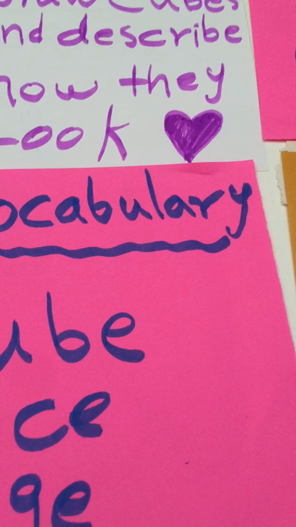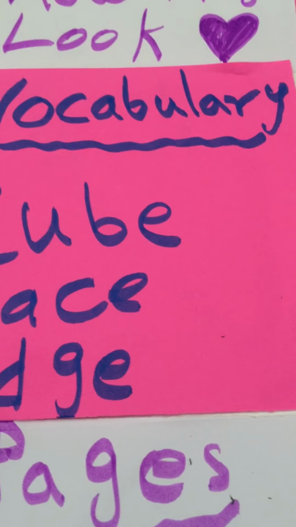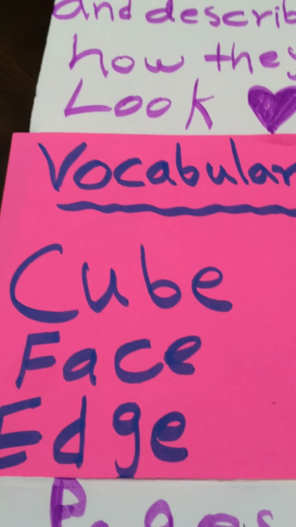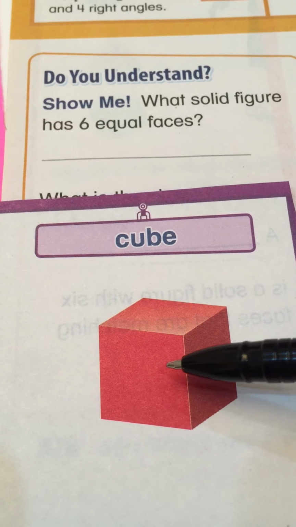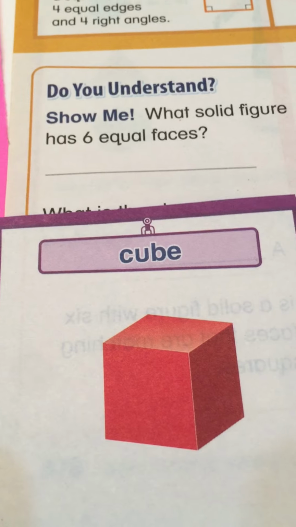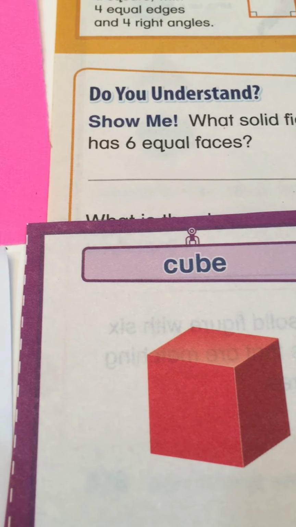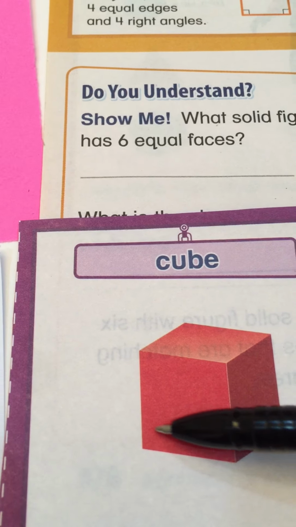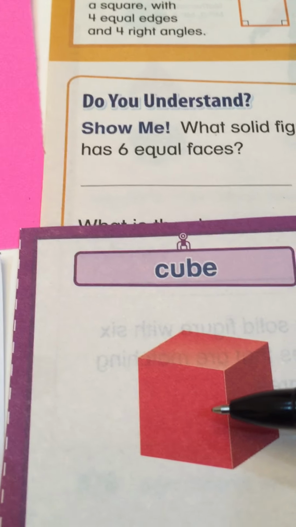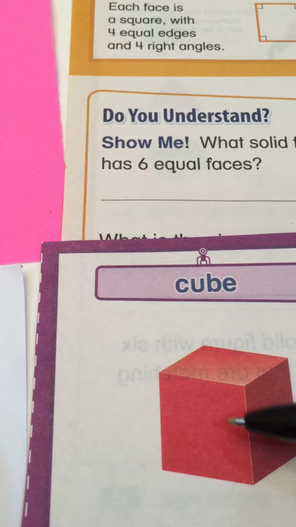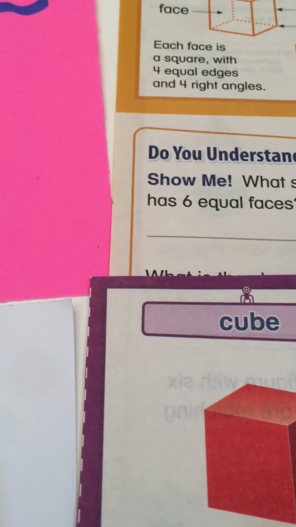Vocabulary for today's lesson is cube, face, and edge. So what do we mean by cube? The cube is a solid shape that has faces. So this is the cube, and it has faces that have the shape of a square. So the faces of the cube look like squares.